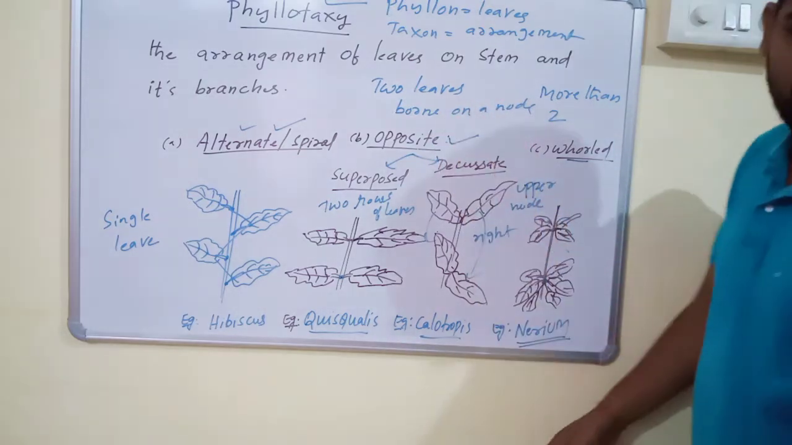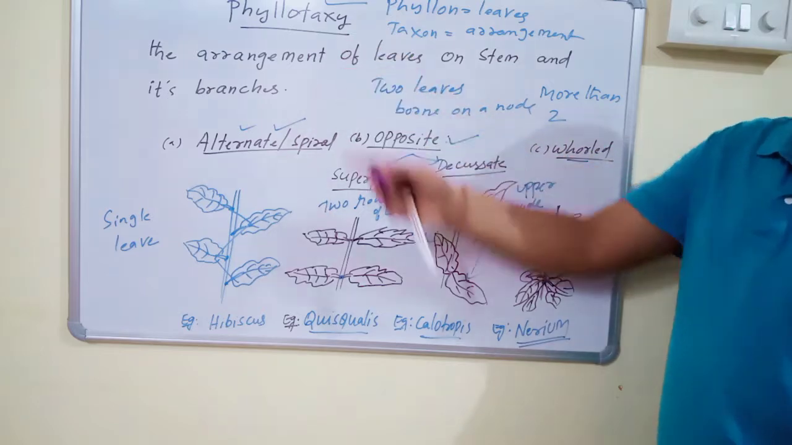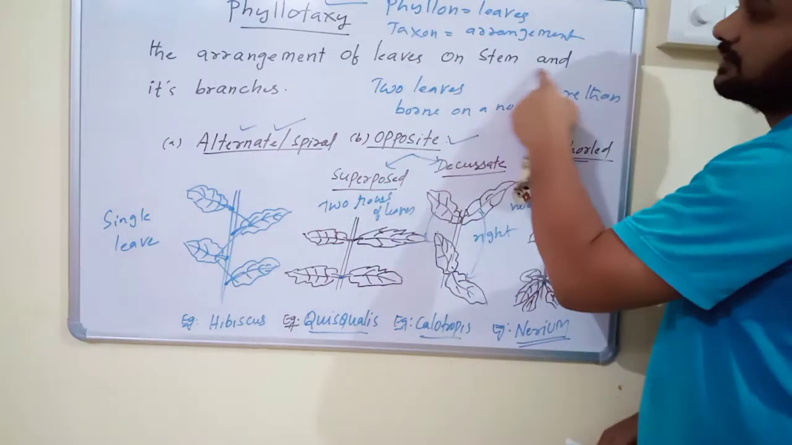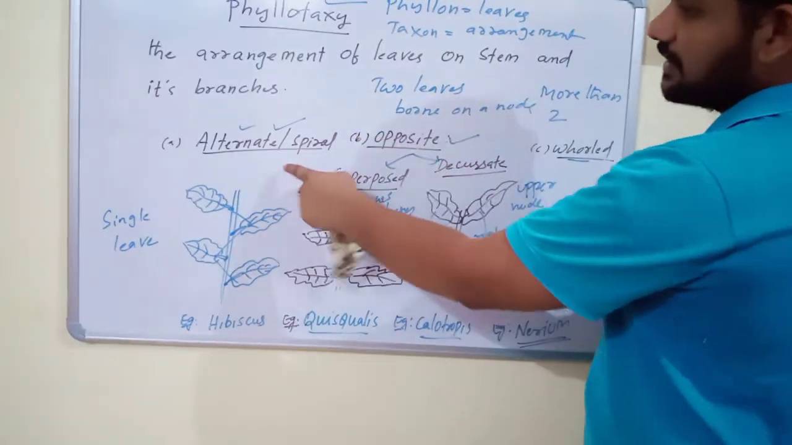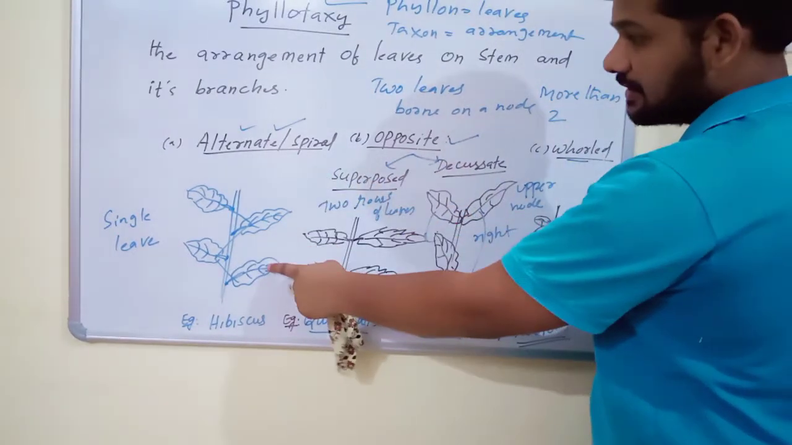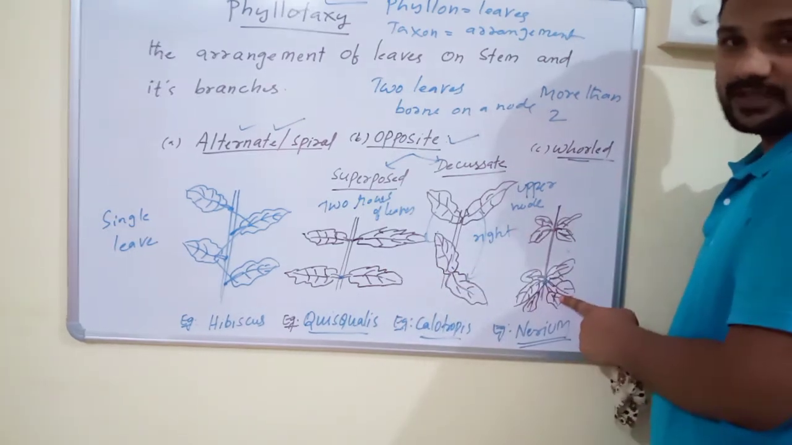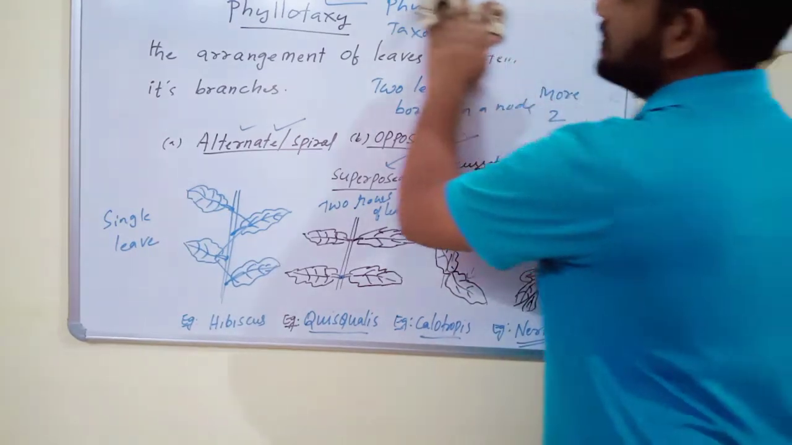So these are the different types of phyllotaxy. What is phyllotaxy? It is the arrangement of leaves on stem and its branches. And there are three types: alternate, opposite, and whorled. So simple. Alternate, leaves are alternately arranged. Opposite, leaves are oppositely arranged. Whorled, a group of leaves present at a node. So this is phyllotaxy.